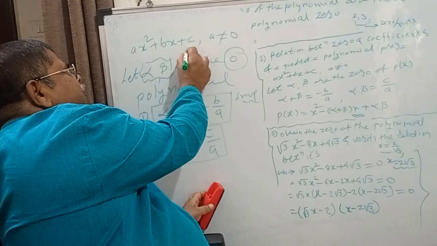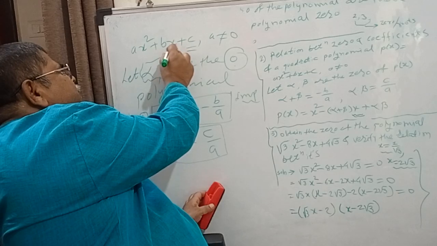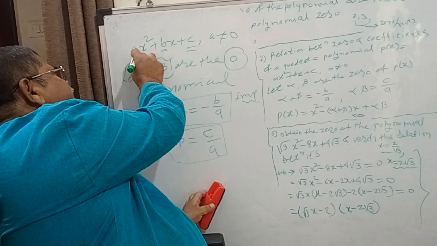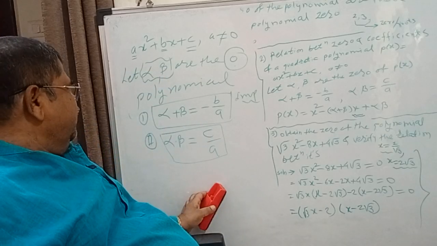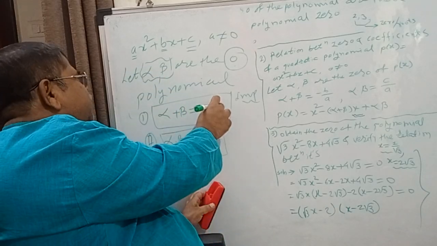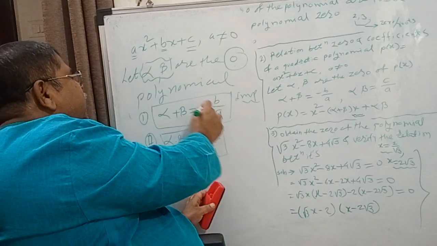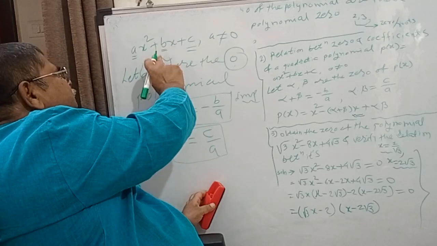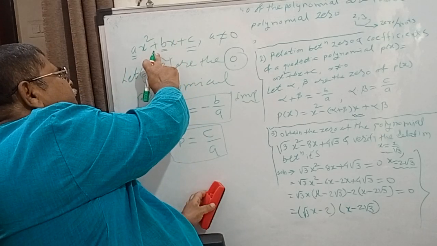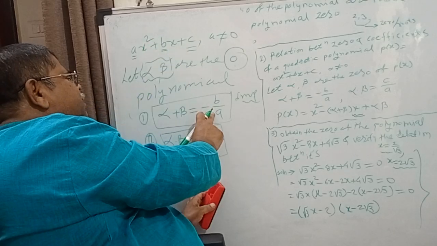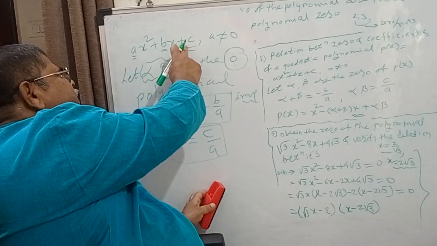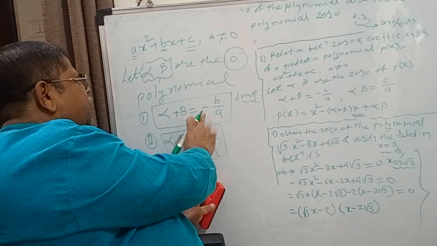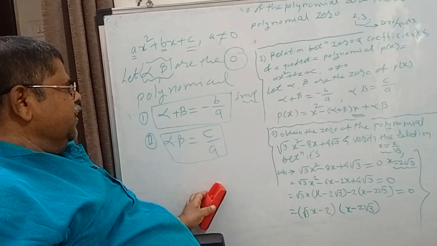This is the c, this is the coefficient. b is the coefficient of x. In x square, a is the coefficient. Okay. So alpha plus beta is equal to minus b upon a. Whether the value will be positive or negative depends on the sign of b: if b is negative, then the value is positive, and if b is positive, then the value is negative. These two formulas are very important.